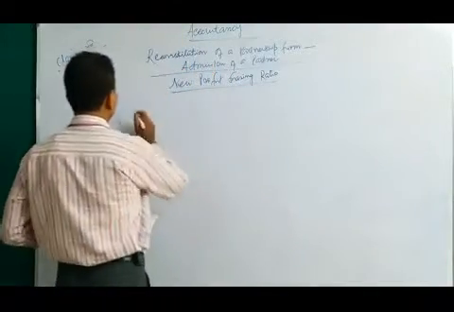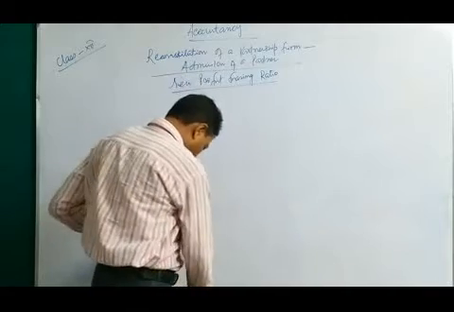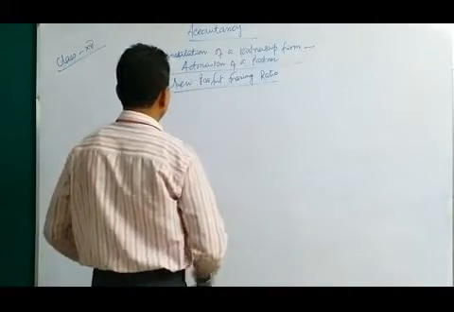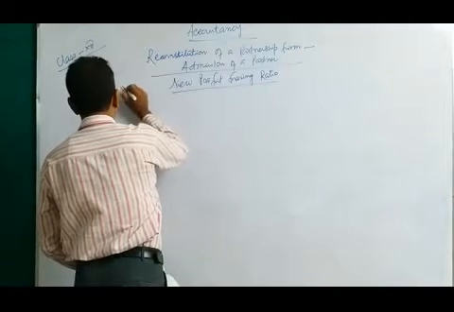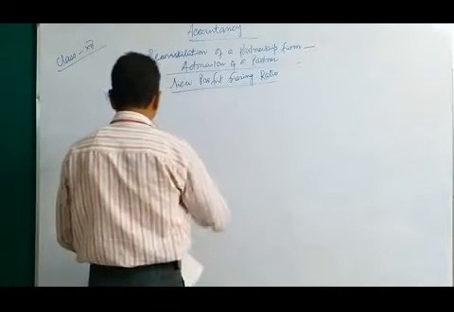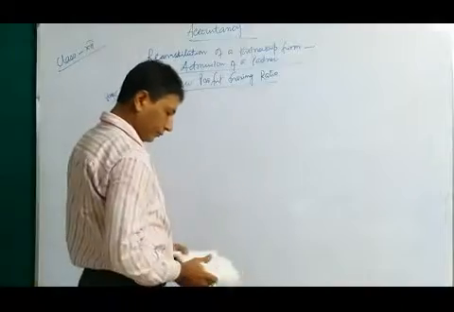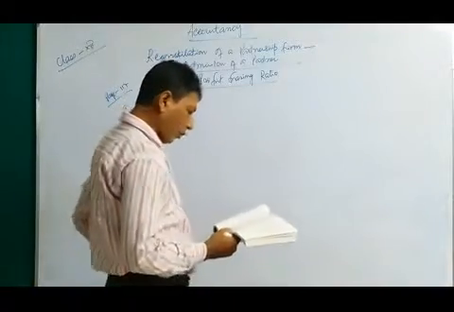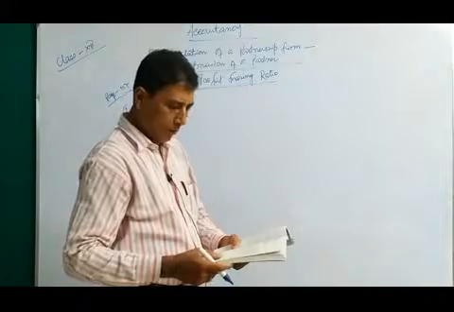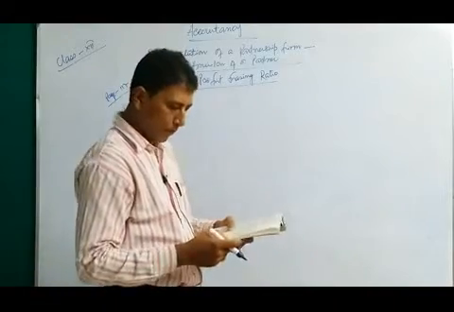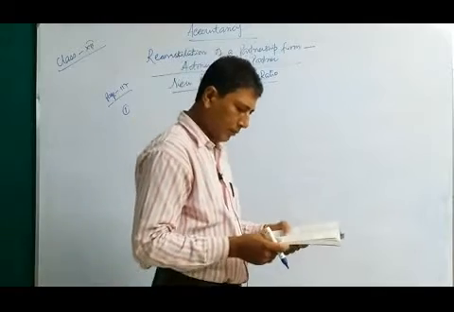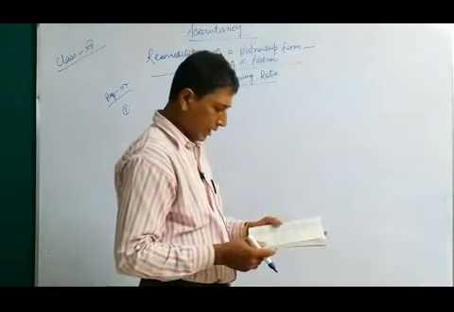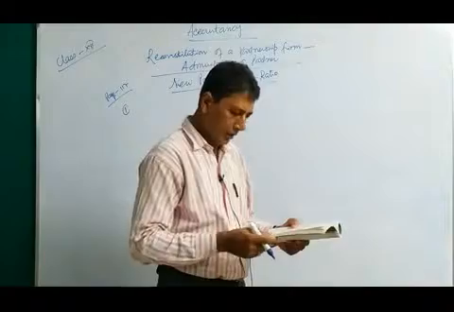Your NCERT book, page 117, problem number 1. Anil and Vishal are partners sharing profits in the ratio of 3:2. They admitted Sumit as a new partner for 1/5 share in the future profit of the firm. Calculate the new profit ratio of Anil, Vishal and Sumit.